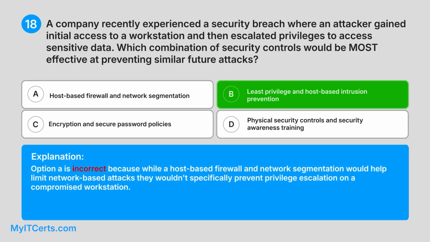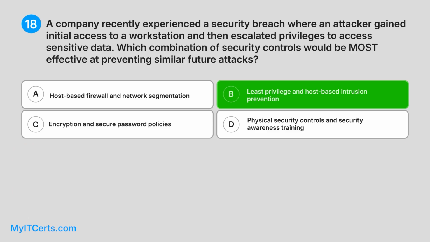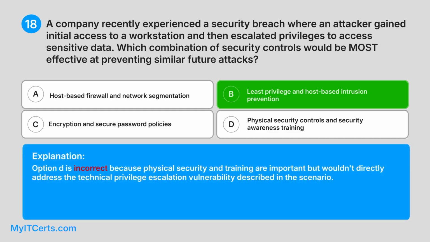Option A is incorrect because while a host-based firewall and network segmentation would help limit network-based attacks, they wouldn't specifically prevent privilege escalation on a compromised workstation. Option C is incorrect because encryption protects data confidentiality but doesn't prevent privilege escalation, and password policies alone wouldn't stop an attacker who has already gained initial access to a workstation. Option D is incorrect because physical security and training are important, but wouldn't directly address the technical privilege escalation vulnerability described in the scenario.